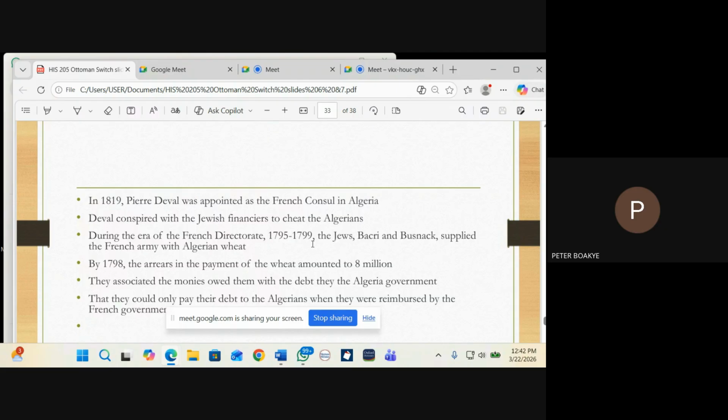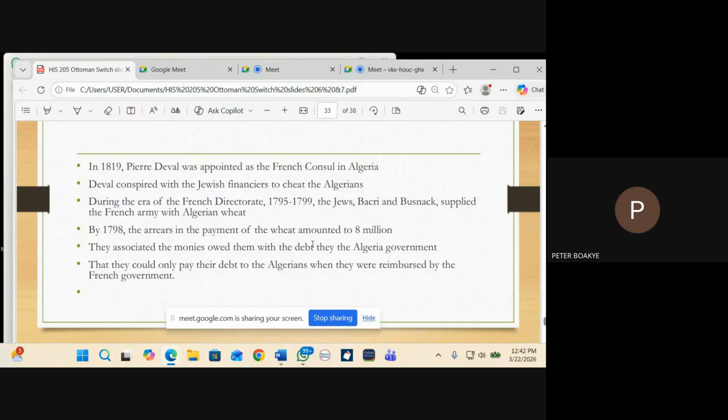Now, during the era of the French Directorate, that is 1795 to 1799, the Jews, as I've already said, Bushnak and Bakri, supplied the French army with Algerian wheat. By 1798, the arrears in the payment of the wheat amounted to, say, 8 million. They associated the monies owed them to the debt the Algerian government was owing them, that they could only pay their debt to the Algerians when they were reimbursed by the French government.